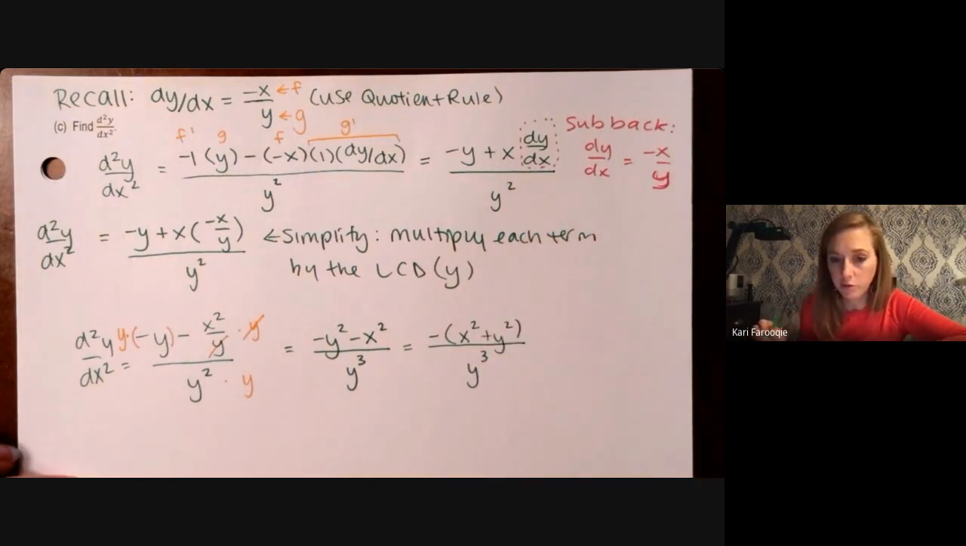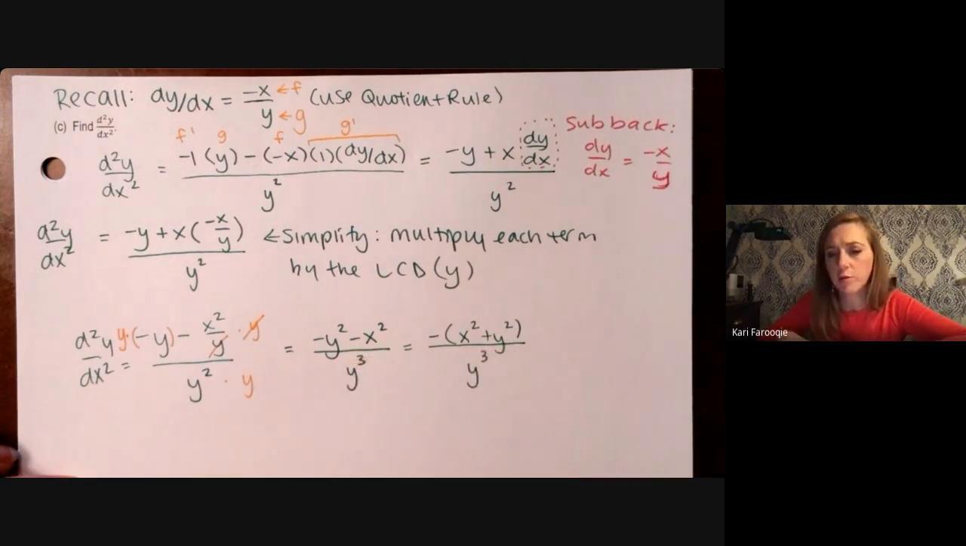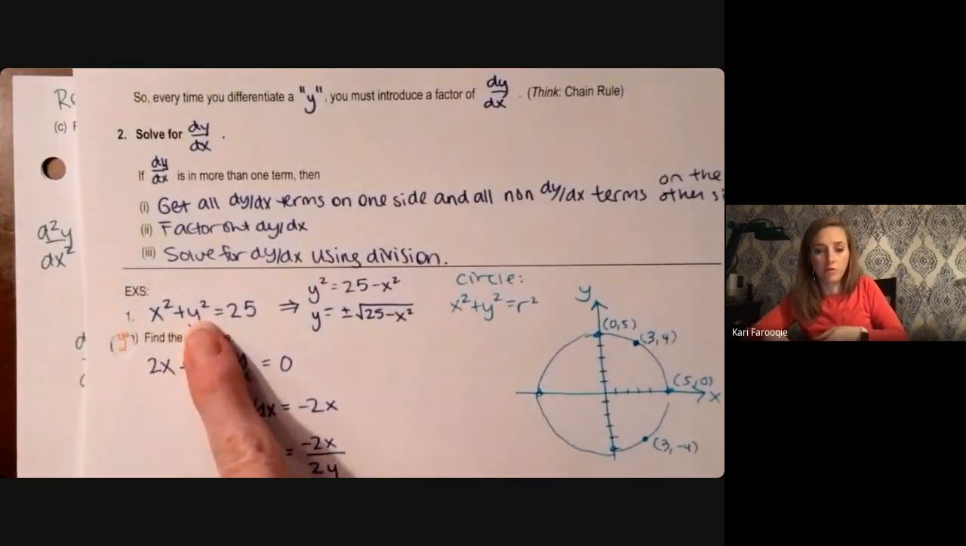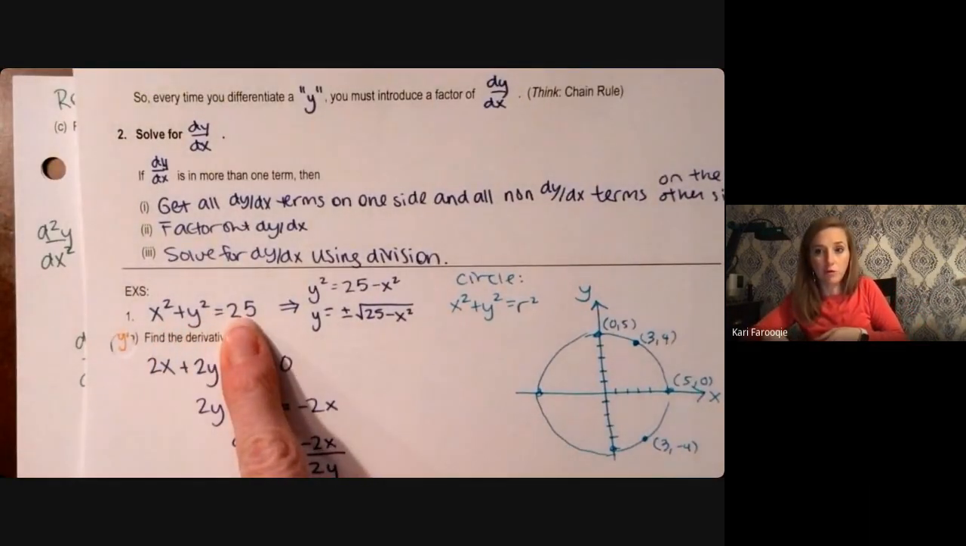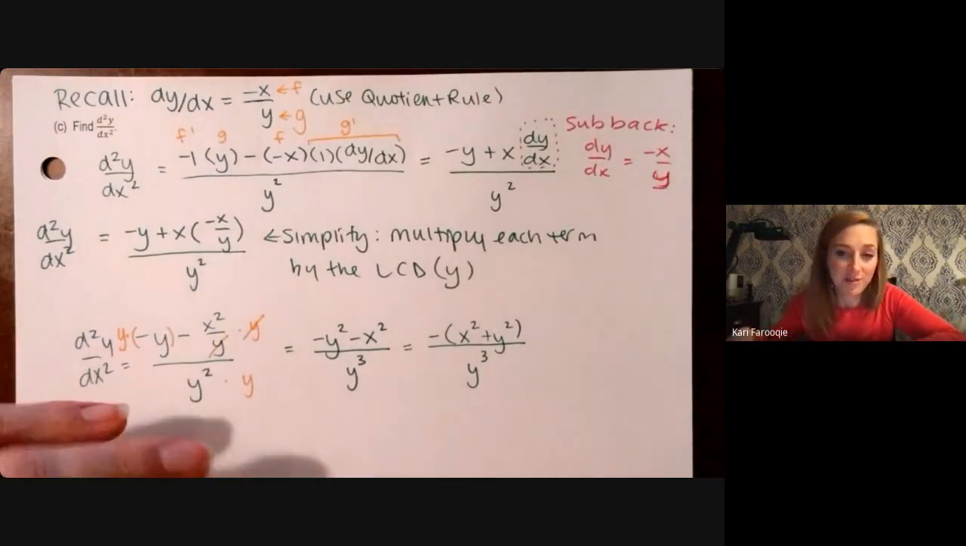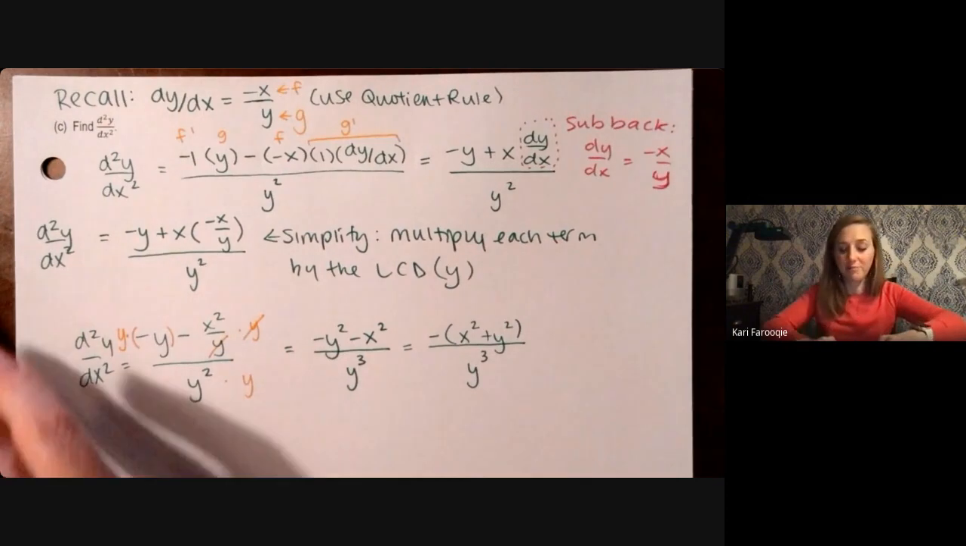Okay, so you see what just happened? I didn't change anything. I just factored out the negative, and I changed this to x squared plus y squared. And you might be looking at that and thinking, that looks familiar. It does. It should look familiar because we started out with x squared plus y squared equals 25, if you'll remember, like 20 minutes ago or whenever that was that I started this example. So what I'm going to do now is substitute that back in. And it's going to look great.